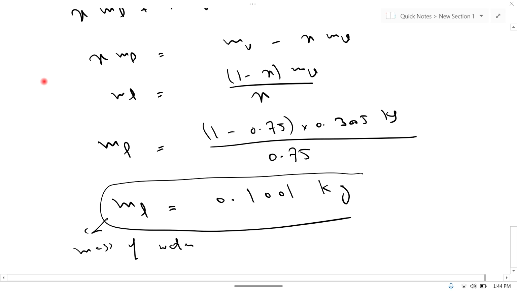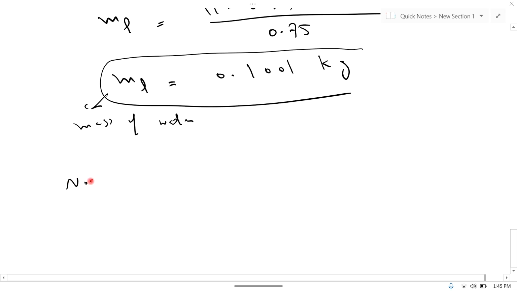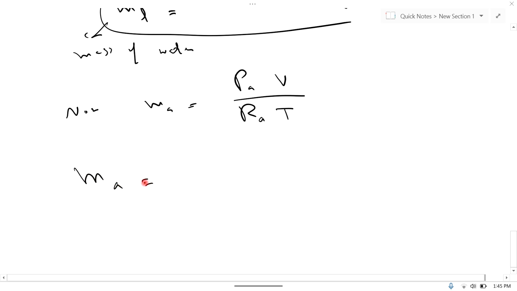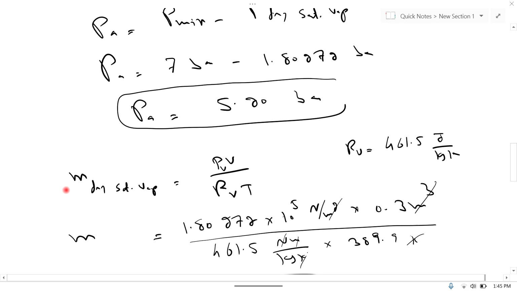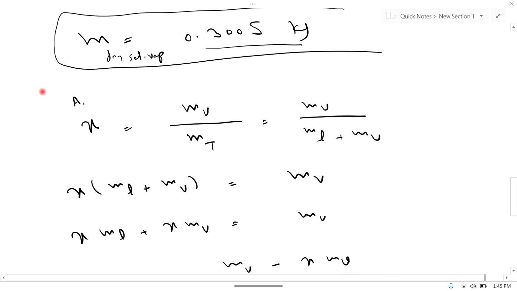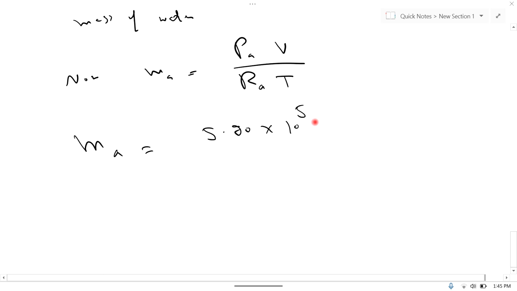And now the mass of air. The mass of air is equal to PV by RT, so the pressure of air times the total volume, divided by R of air multiplied by T. So the mass of air is equal to pressure, this is 5.0 bar, so multiply by 10 power 5. This is the pressure of air, 5.20 multiplied by 10 power 5 Newton per square meter.